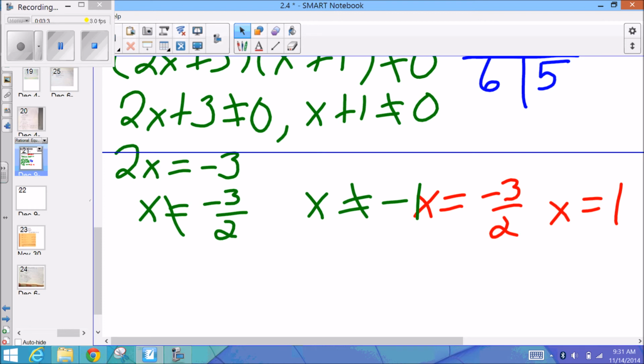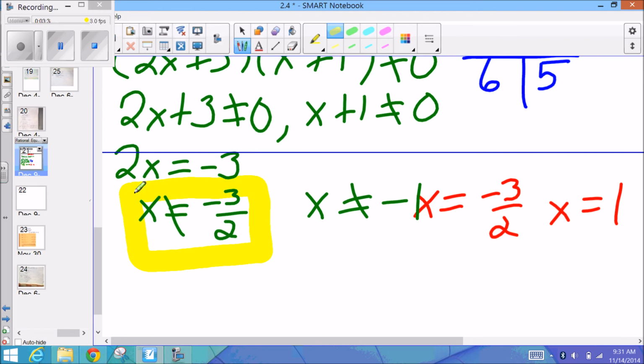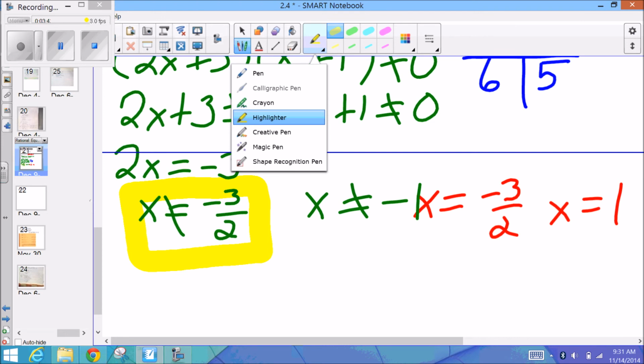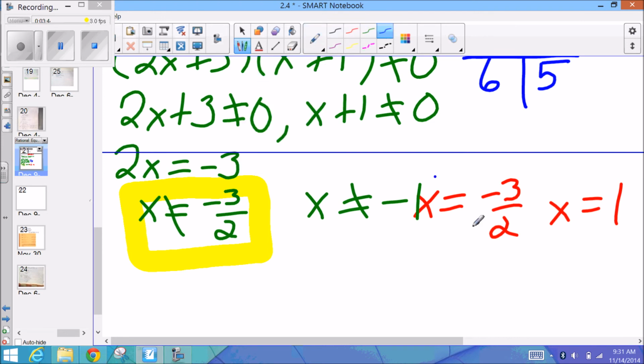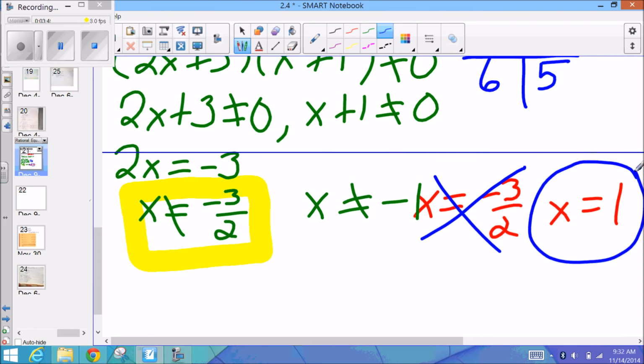Since x cannot be equal to -3/2, that means this could not possibly be a solution. So -3/2 is an extraneous solution, and the only true solution is x equals 1. All right, that's it.